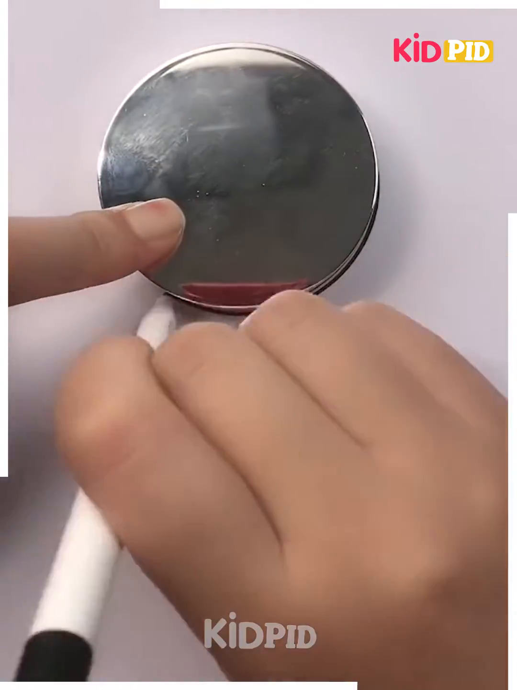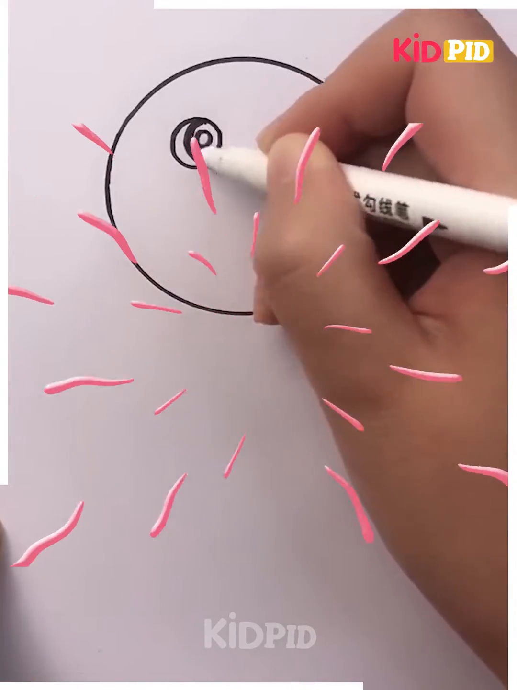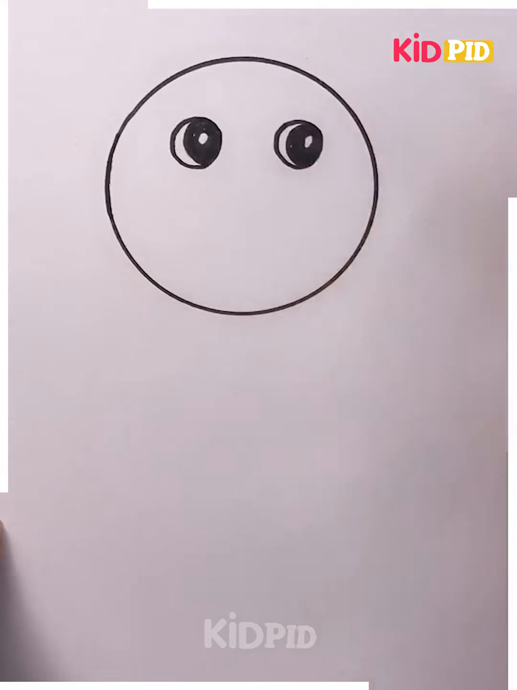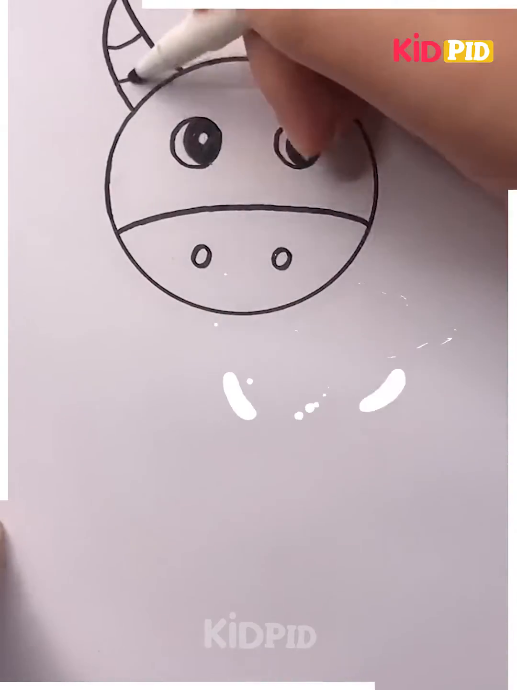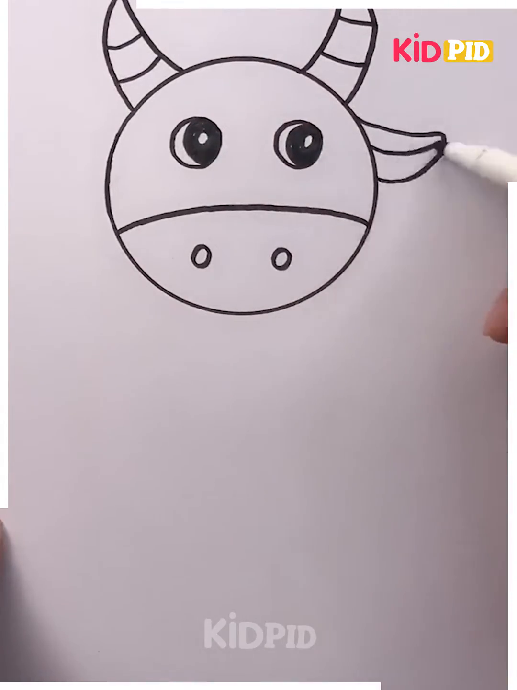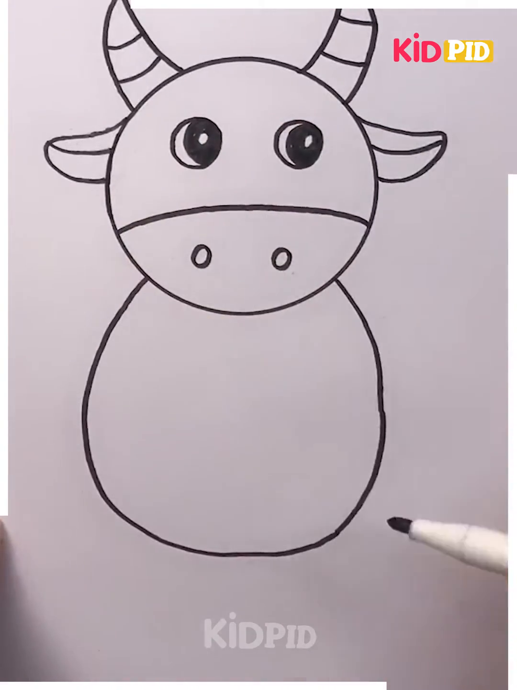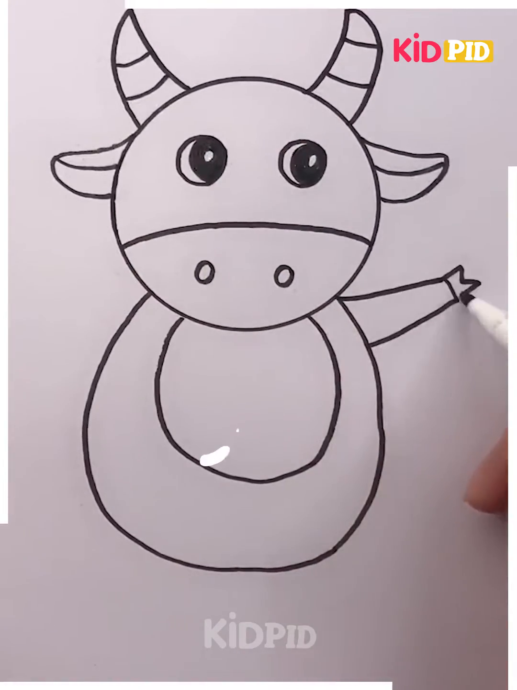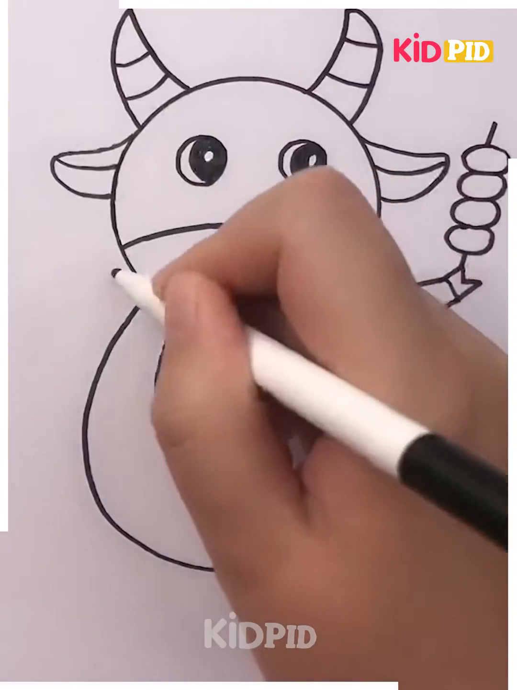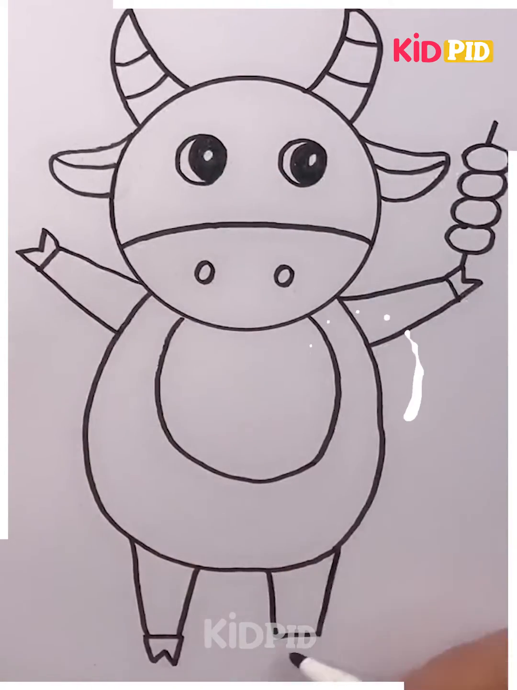With the help of a bottle cap, we will learn how to draw a circle with 2 eyes, and we'll go for a baby cow. You know what a baby cow is called? It is called a calf. Here our drawing is completed, a baby calf holding a snack.